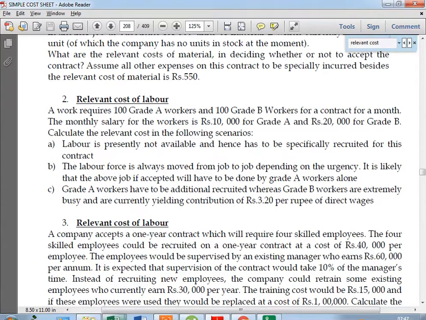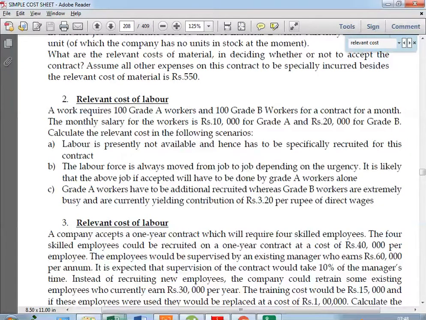Okay, let's discuss question B. It says labor force is always moved from job to job depending on the urgency. It is likely that the above job, if accepted, will have to be done by grade A workers alone. Now I'll first explain what moving from job to job depending on the urgency means. Whenever I get new work, I'll keep shuffling some set of people. The reason for that is I have a lot of idle workforce within the company. So when they say labor will be moved from job to job depending on the urgency, it indicates that there is a lot of idle workforce available within the company.